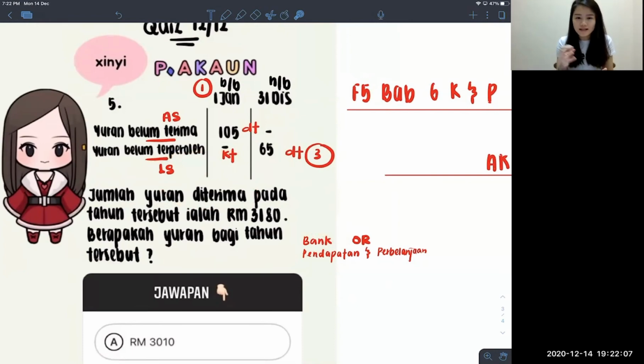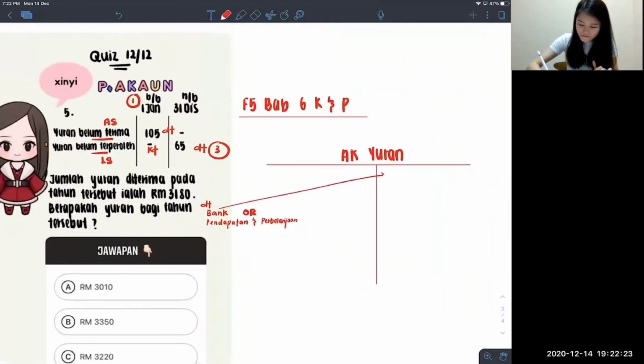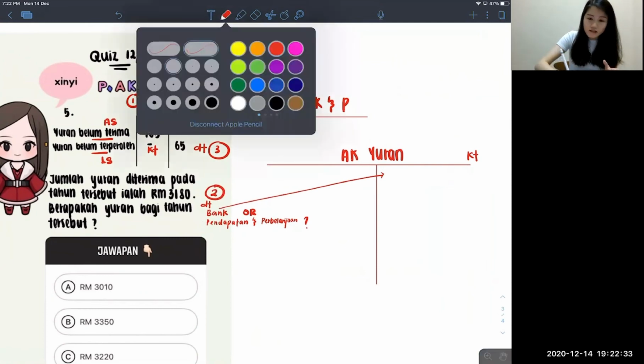So you have to understand, if I receive yuran, bank is going to be recorded on which side? My bank account, of course, goes to the debit because I receive money, increase, debit side. So if I want to do catatan berguna, isn't it the debit has to be posted into the credit side of account yuran? So the sequence will go like this. This is our number 2. So pendapatan dan perbelanjaan will be a question mark for us to find. So you fill up according to sequence.